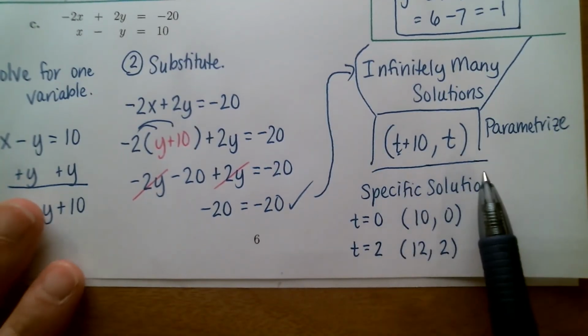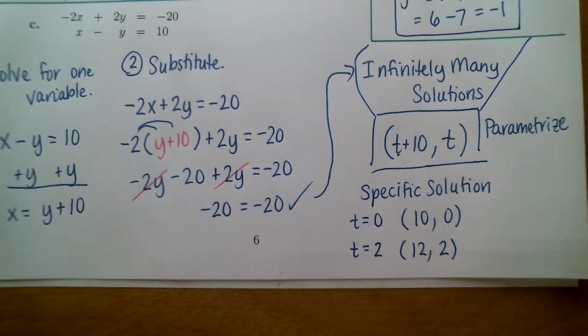And when you write down the parameterization, it helps you generate all the points on the line, okay? By picking a specific t value, you can get a specific xy pair that is a solution to the system. All right, let's try one more by substitution, and then we will move on to elimination, okay?